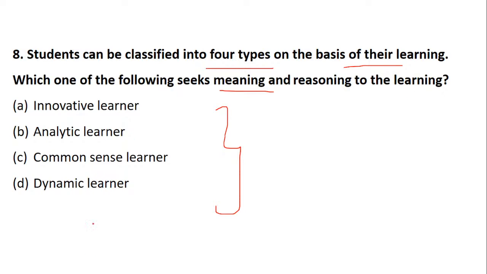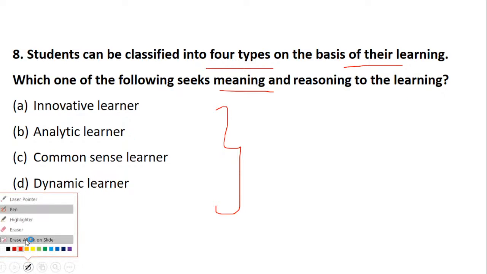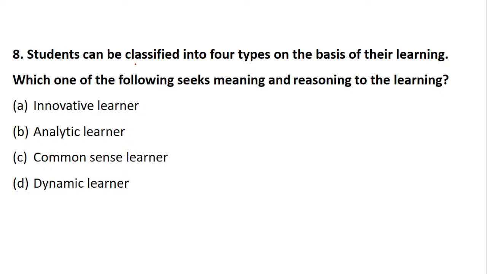Keep this type of focus. See, it was very easily given. They have just given over here 4 types of learners based on learning. The learners should seek meaning and reasoning. See, reasoning, if you remember reflective learning, we have done this very well. Those are the learners who are from a higher education point of view in reflective learning.